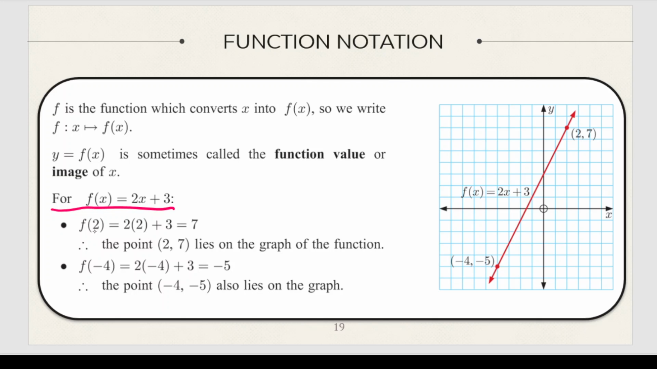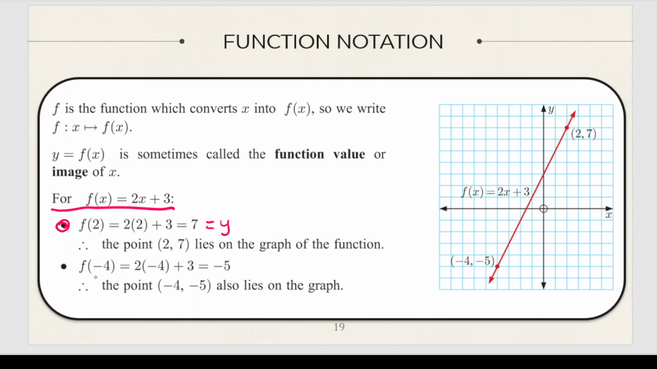All we're doing here, when we want to say what is f of 2, is we are replacing all of the x's in the function with the number 2. So f of 2 is equal to 2 times 2 plus 3 equals 7. 7 is therefore our y value. So the point at x equals 2, y equals 7 lies on the graph of this function.